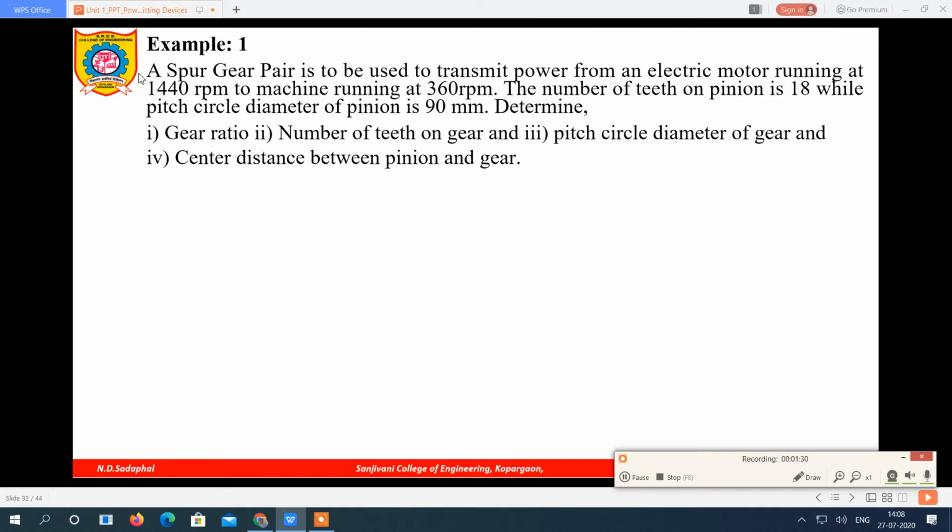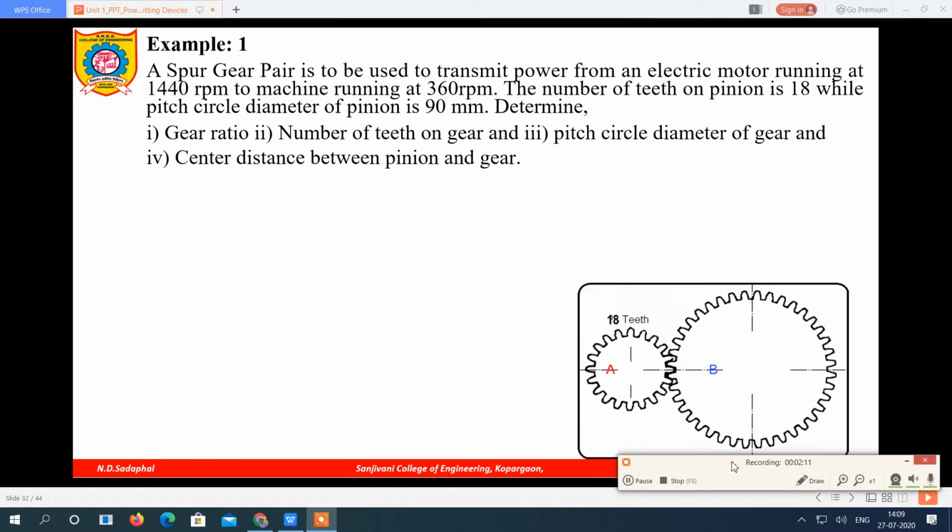Now this is the first numerical. If you read the statement: a spur gear pair is used to transmit power from an electric motor running at 1440 rpm to a machine running at 360 rpm. The number of teeth on the pinion is 18, while the pitch circle diameter of the pinion is 90 mm. Determine, first, the gear ratio, the number of teeth on the gear, the pitch circle diameter of the gear, and the center distance between pinion and gear.